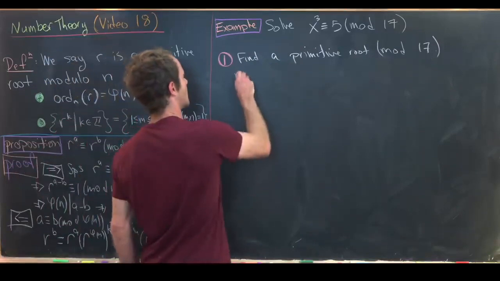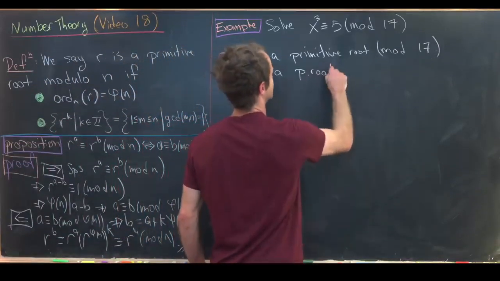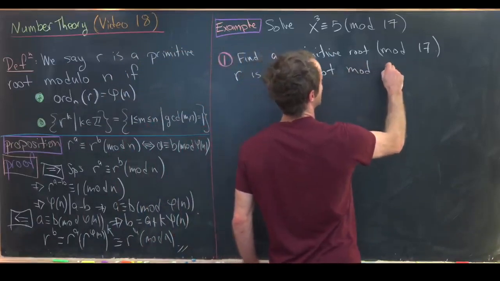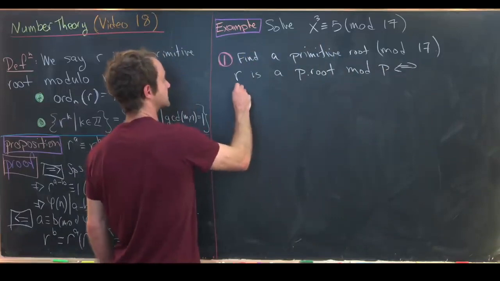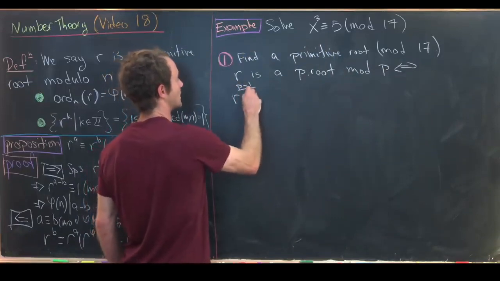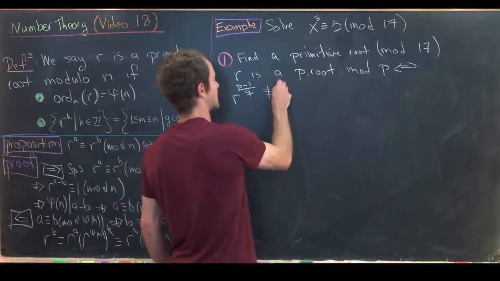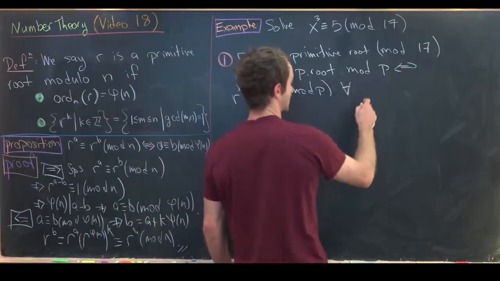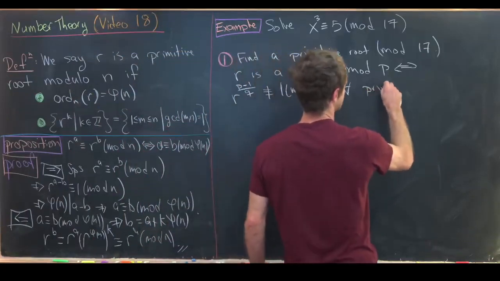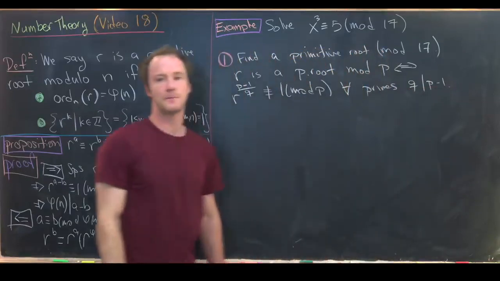Well, let's recall that r is a primitive root mod p if and only if r to the (p minus 1) over q is not congruent to 1 mod p, and this is going to be for all primes q that divide p minus 1.